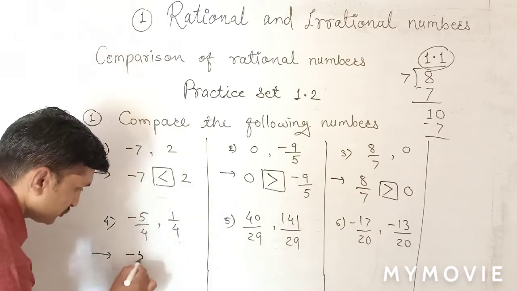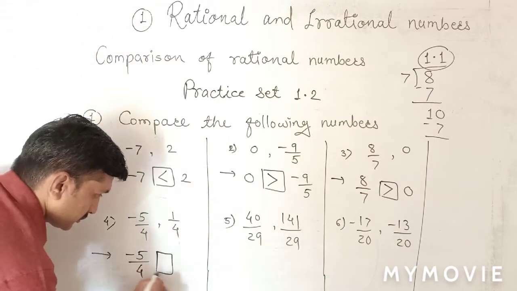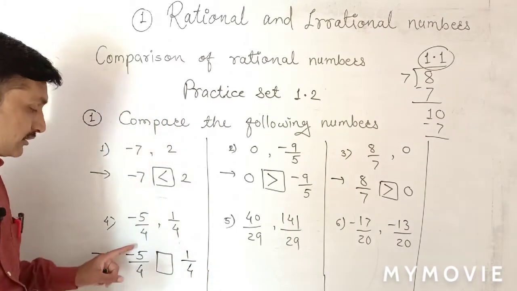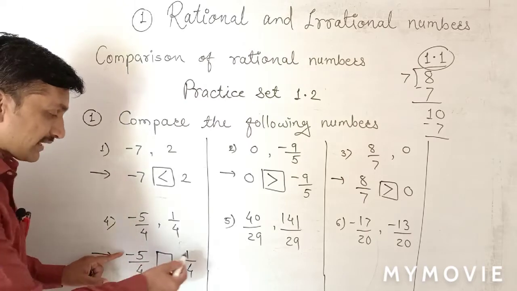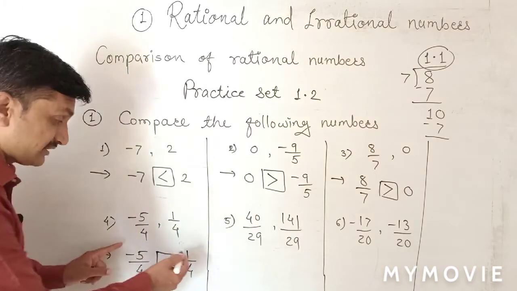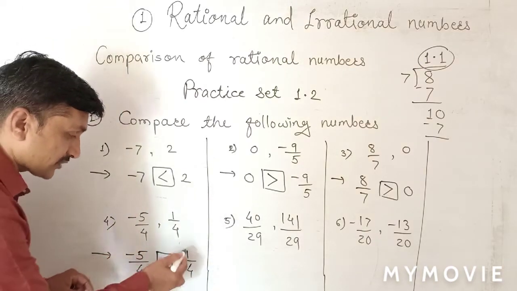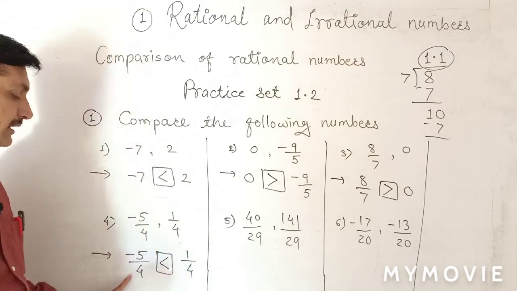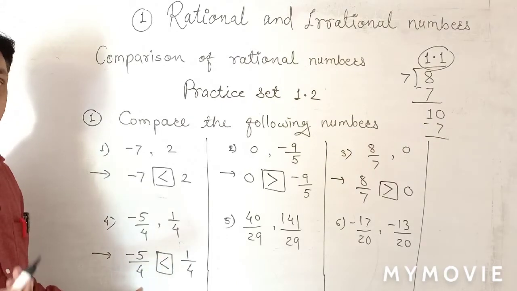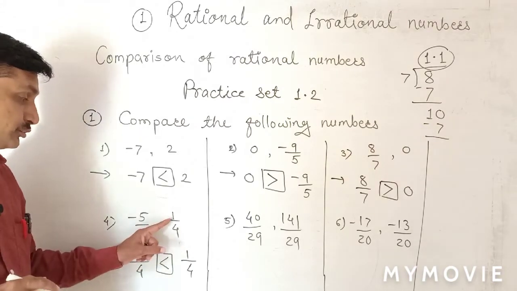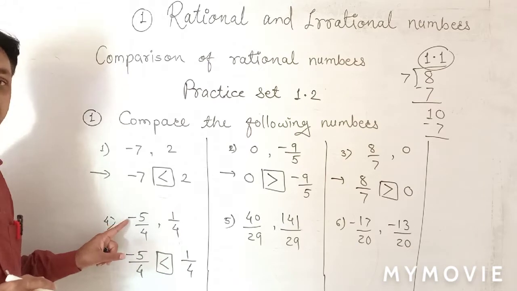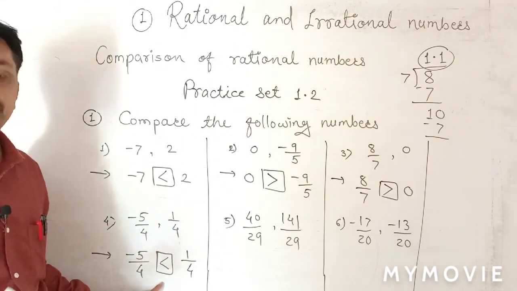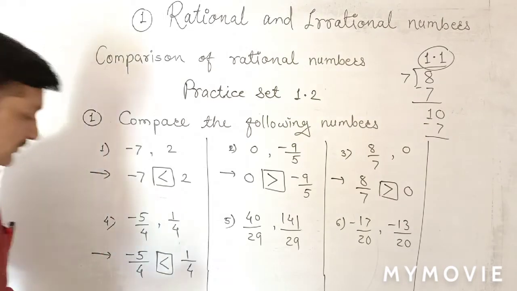Now here -5 upon 4 and here is 1 upon 4. Both denominators are same. Now you compare directly the numerators, -5 and 1. Now you know 1 is greater than -5. That's why 1 upon 4, this rational number, is greater than -5 upon 4. Or otherwise, second rule, 1 upon 4 is positive, this is negative. A positive number is always greater than a negative. That's why 1 upon 4 is greater than -5 upon 4.